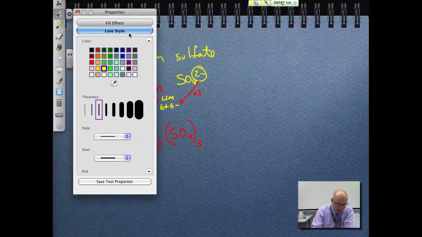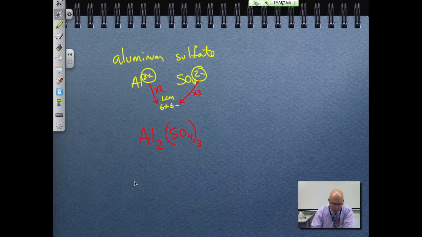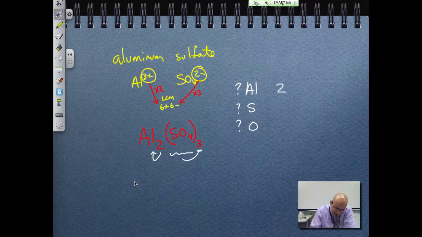Now, what we want to do on this slide is make sure that we're comfortable with how many of each there are. So if I say, how many aluminums, how many sulfurs, and how many oxygens? We need to realize that the subscript tells you how many there are. So there are 2 aluminums. Okay, the parentheses shows that this 3 gets distributed to both.